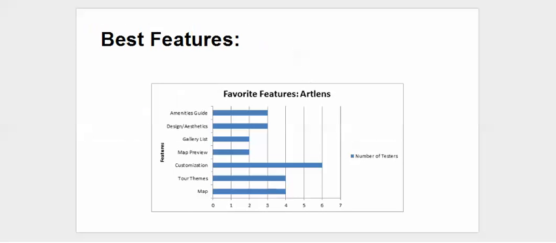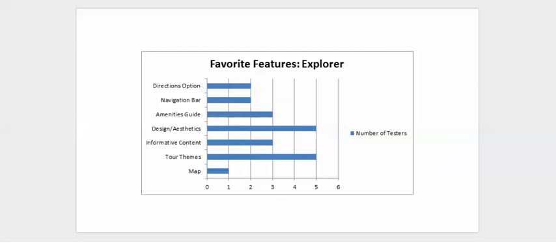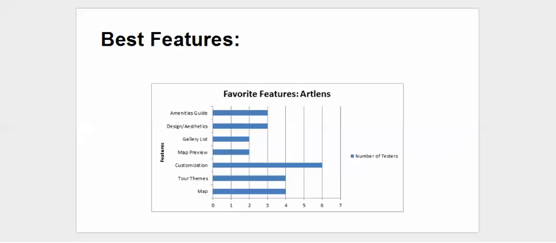And then the third part of my survey was to ask what their favorite features were in each app. Once I graphed out the data, I could see some overlap between the three apps of what people liked. People really liked tours, and they valued good design.